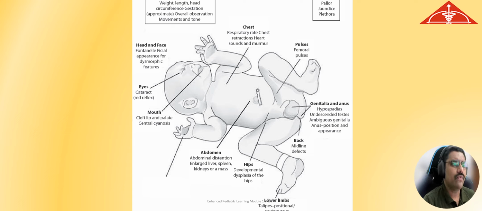The examination of the hip is for evidence suggestive of developmental dysplasia of the hip. And in the upper limb, we look for evidence of any chromosomal abnormality such as trisomy 21, which can manifest with a simian crease.